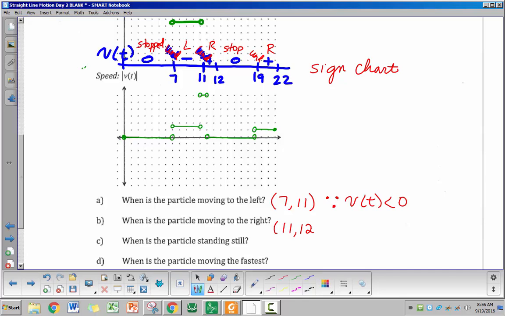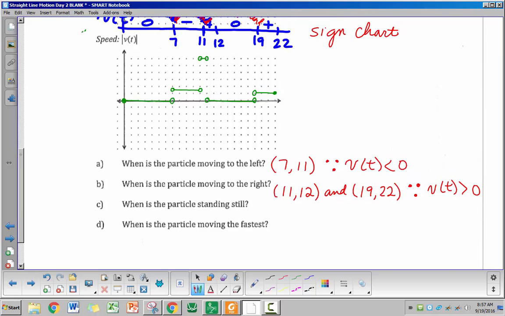11 to 12, and you don't have to use the union. When? 19, 22. Now how did you know? Using calculus, since V of t is greater than 0. Good. When is the particle standing still?